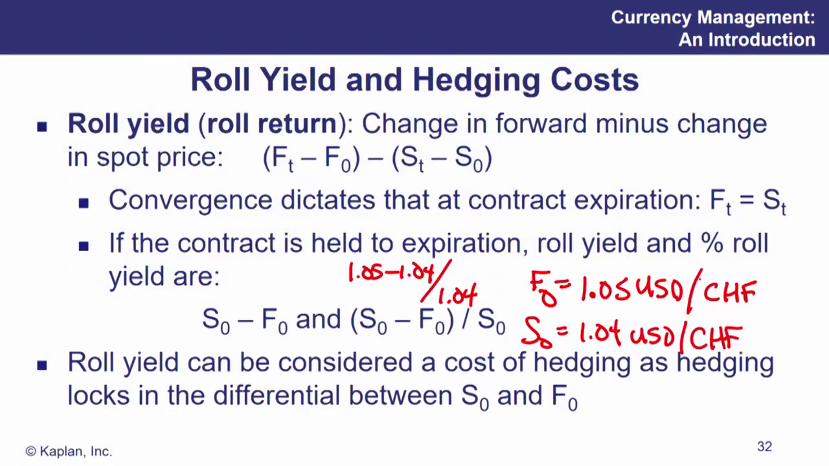Basically, if there is a forward premium, then my roll yield should be positive. If it's a forward discount, then my roll yield typically will be negative. So roll yield can be considered a cost of hedging, as hedging locks in that differential between the spot price and the forward price.